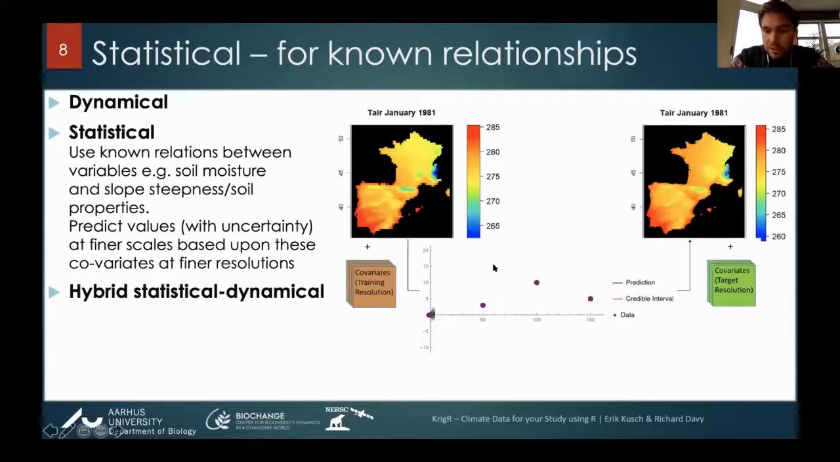This is just a schematic showing you how that works. So it's essentially a Gaussian process, random walk process, exploiting the spatial covariance. So then it defines both an estimate at the higher resolution as well as the uncertainty associated with that estimate as well. So this is why we choose KrigR for our statistical downscaling.